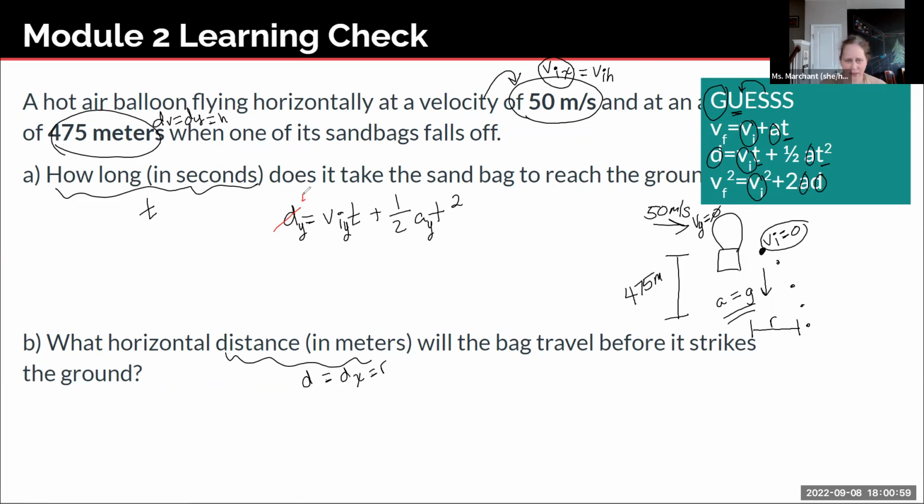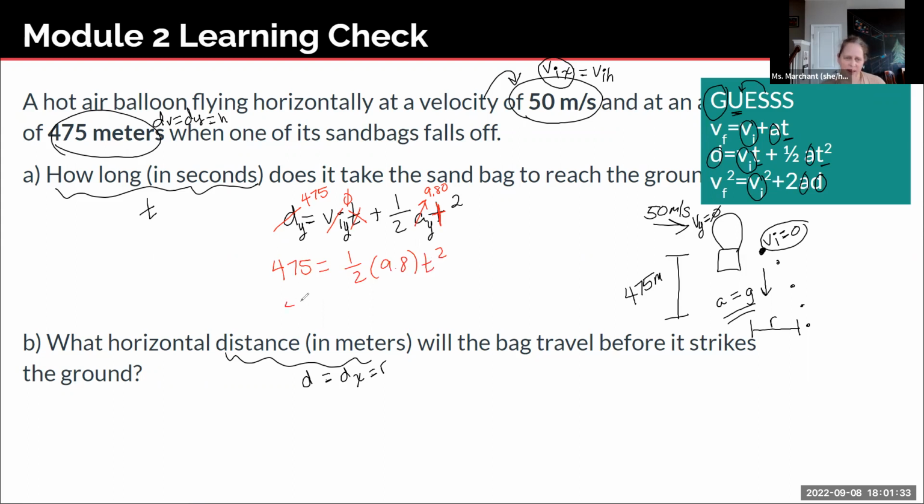Distance in the y will be 475. Velocity initial in the y is 0. So I don't have to worry about that time component because anything times 0 is 0. Acceleration is due to gravity, 9.80. And then that time I'm going to leave as a t because that's my variable. 475 equals 1/2 times 9.8 times t squared.